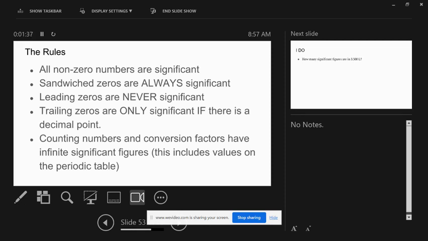All non-zero numbers are significant. Sandwiched zeros. So those are zeros that are between non-zero numbers. They're captured in between there. They are always significant. Leading zeros or zeros at the beginning of a number are never significant. There is no case that is ever going to happen. Zeros at the end of a number or trailing zeros are only significant if there is a decimal in that number. Counting numbers and conversion factors and values off of the periodic table are always considered significant. So we're only looking at numbers that we are measuring in a lab situation or somebody has measured in a lab situation. Good?